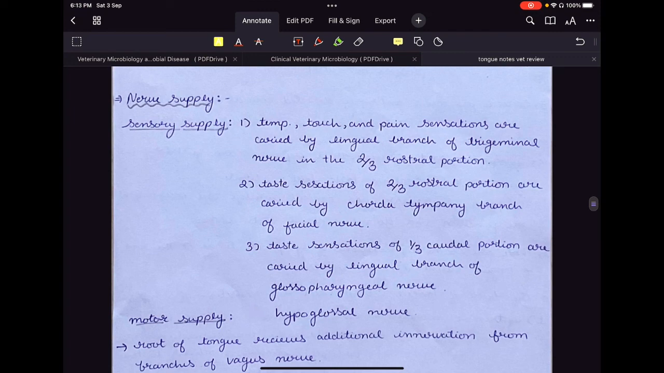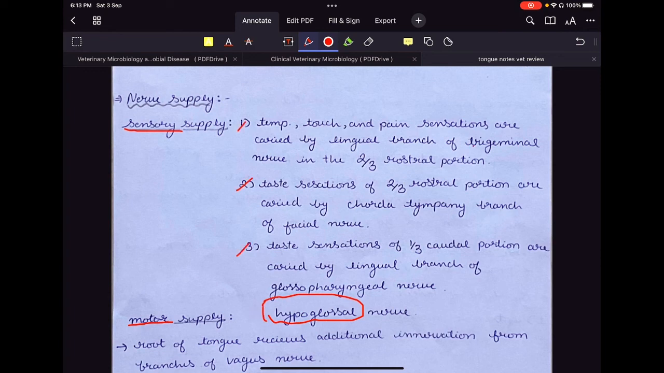Nerve supply is categorized into two parts, sensory and motor. Motor supply only has one nerve, the hypoglossal nerve, while the sensory supply has three: trigeminal, facial, and glossopharyngeal. This is how I remember it for the first one, T, T, T, P. Because there are three T's, so three, tri, trigeminal nerve, which will carry what sensations? Temperature, touch, and pain. T, T, T, P. Trigeminal: temperature, touch, pain.